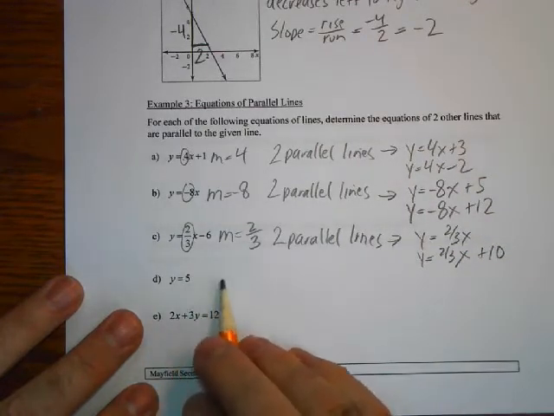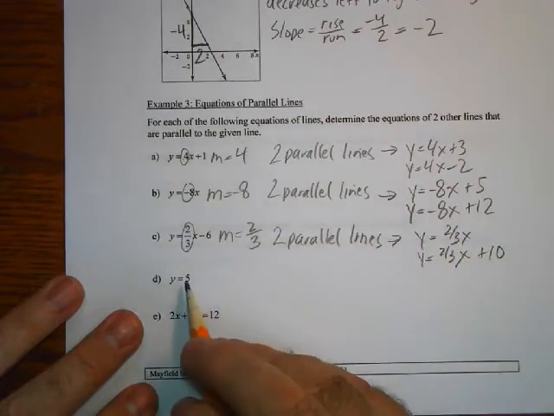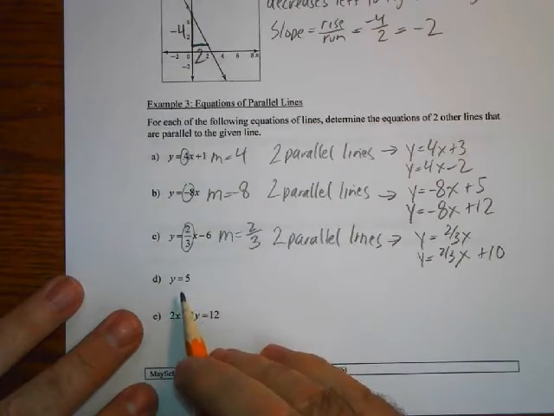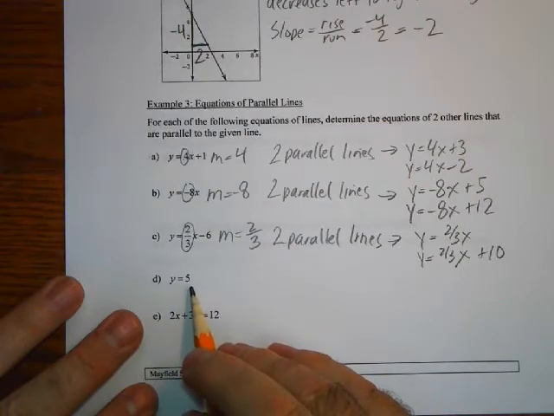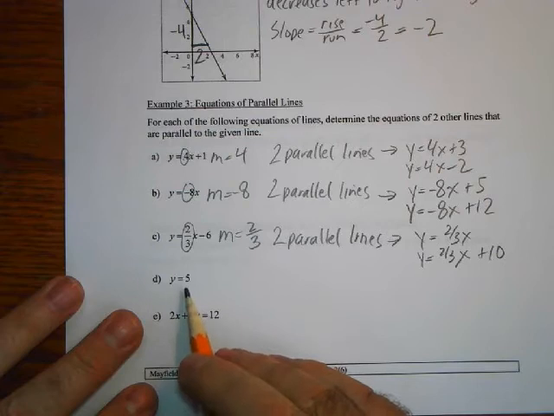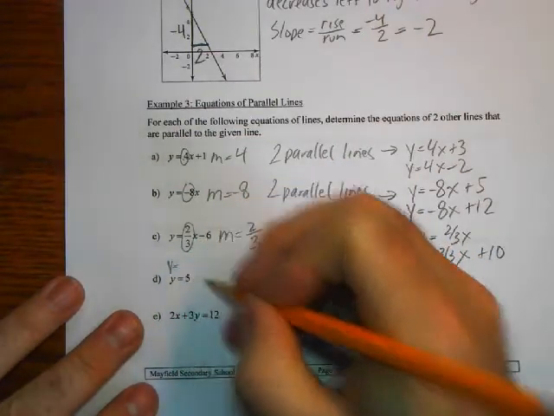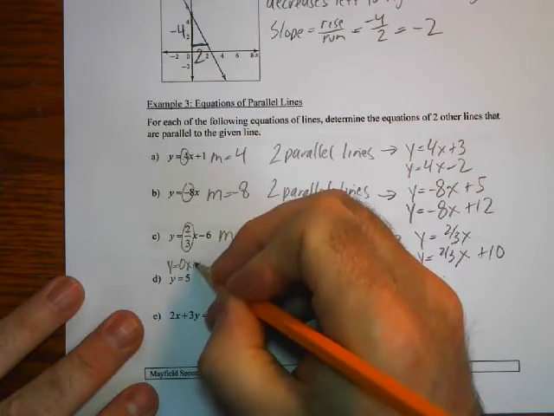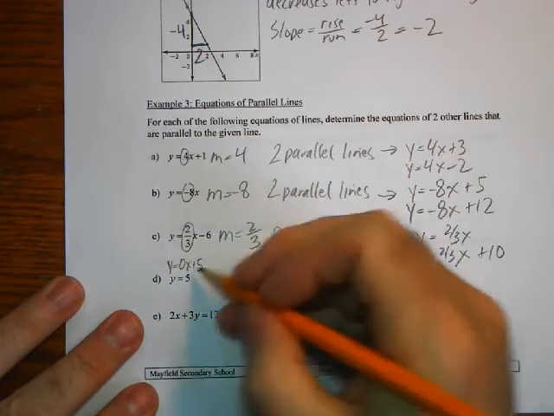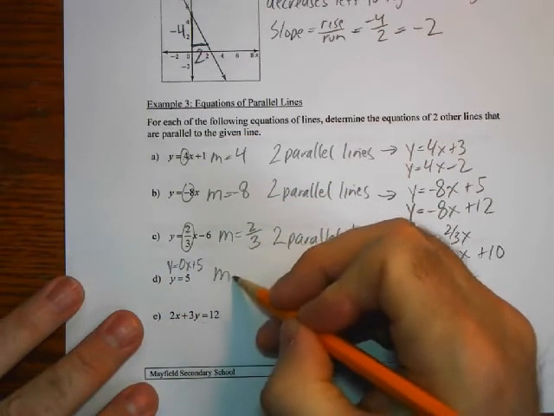Okay, this one's a little odd because you don't really see an m value here. There's no x. So if there's no x, that means it's 0x. That's the same as writing y equals 0x plus 5. Okay, so in that case, m is 0.